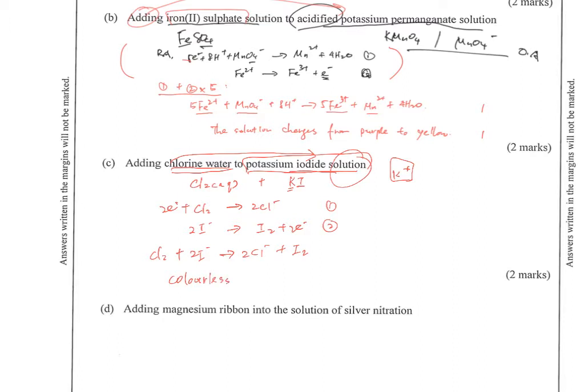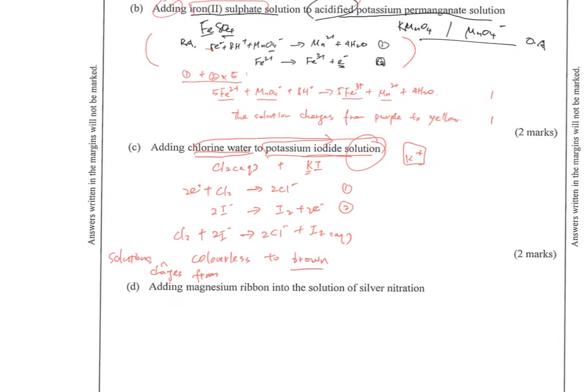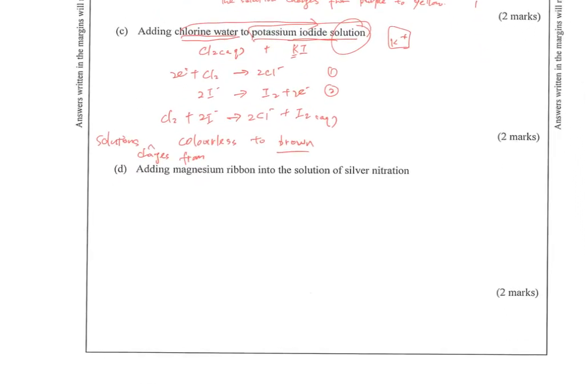Okay, solution change from colorless to brown. Colorless to brown, right? So I2 is brown color, aq.